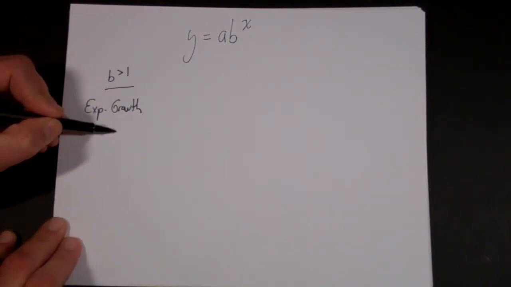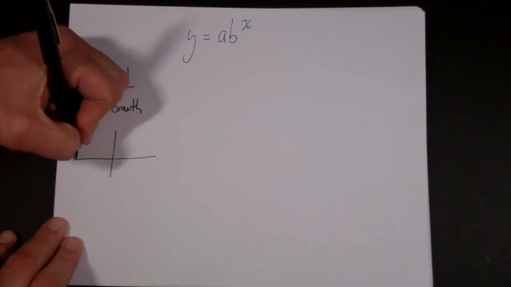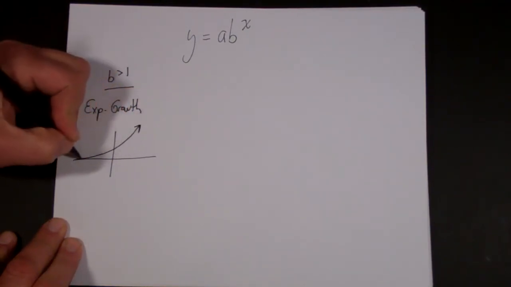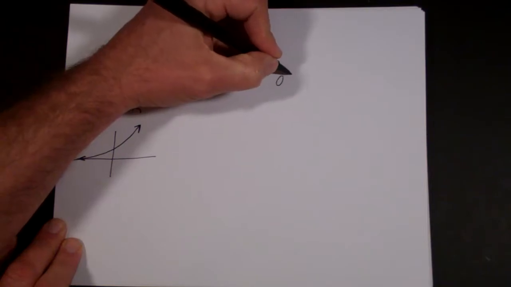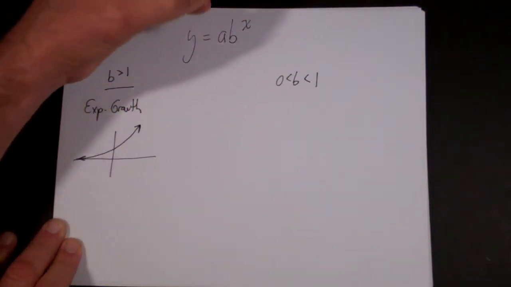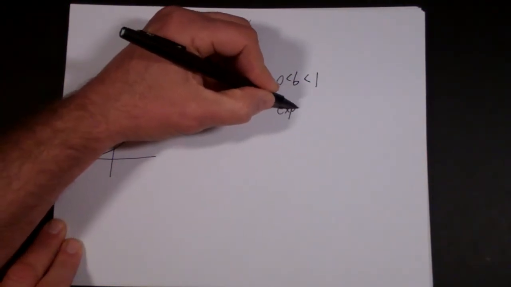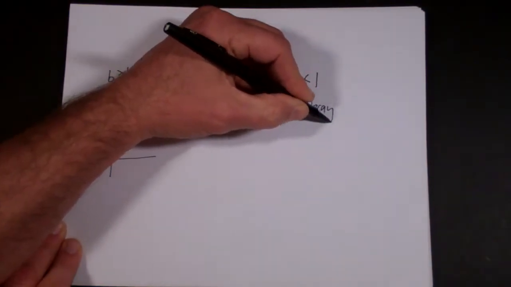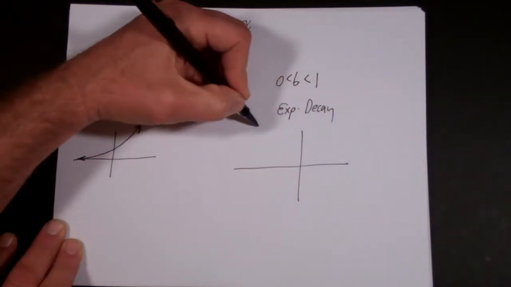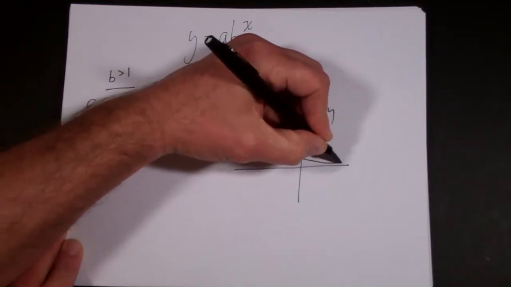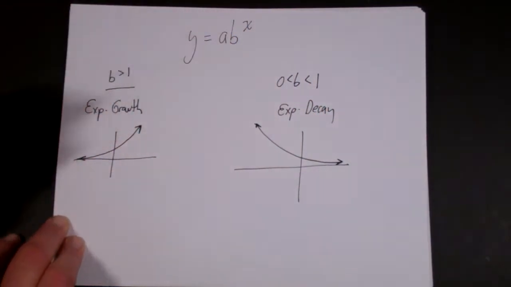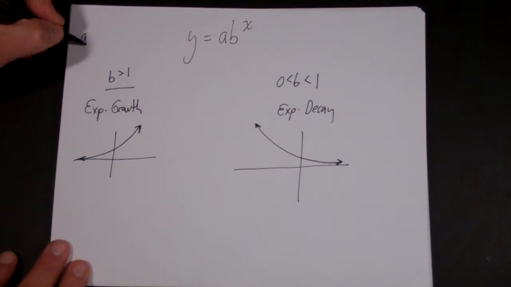And it's going to look something like this. And if b is between 0 and 1, then we know it's called an exponential decay function. And it's going to look something like this. But that's when a is greater than 0.